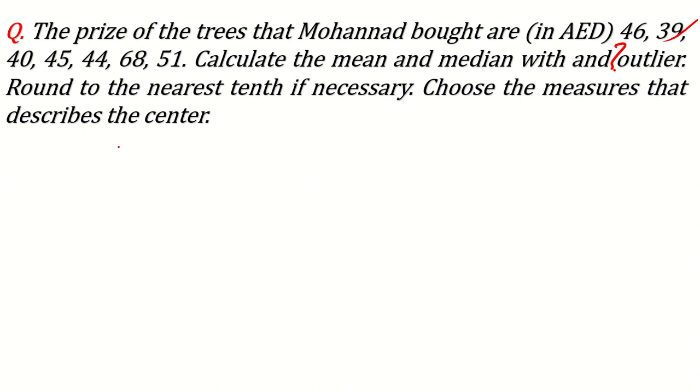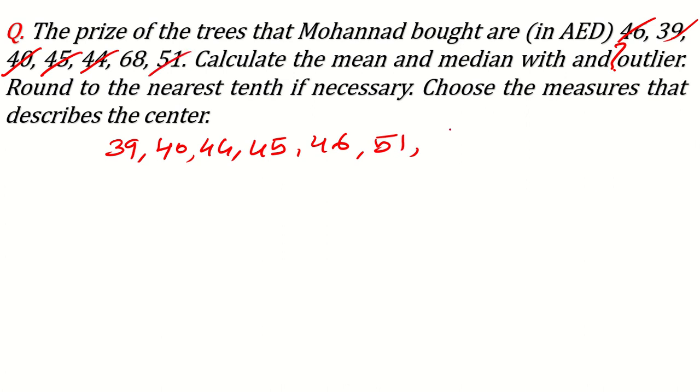The smallest number is 39, I guess. 39, then 40. 40 is only one number, one time only. After this we will have 44, then 45, then 46, then 51, and then 68. Now, do we have to find the outlier? Yes, because they have written with or without outlier. So it seems that 68 can be the outlier, but we will see this.